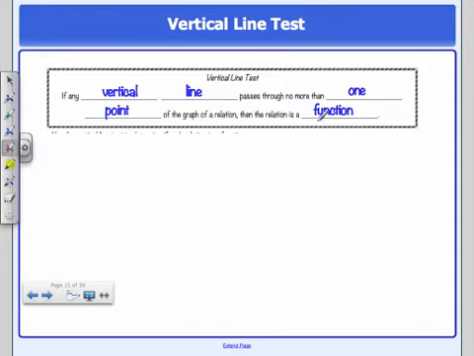So if any vertical line passes through no more than one point of the graph of a relation, then the relation is a function. If it passes through more than one point, then it is no longer a function. Even if you have a million vertical lines that only pass through one point, if that million and one vertical line passes through more than one point, then it automatically makes the entire relation not a function.